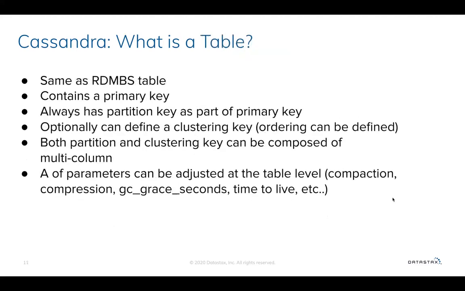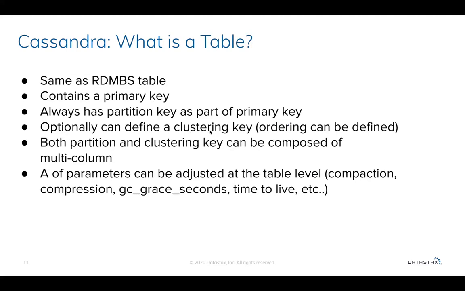So what is a table? We mentioned what a keyspace is, so what is a table? It's the same as an RDBMS table. It contains a primary key. It always has a partition key as part of the primary key. This is very important: the partition key is a must for the primary key to exist. Optionally, it can have a clustering key. This is how the ordering columns are defined past the partition key.